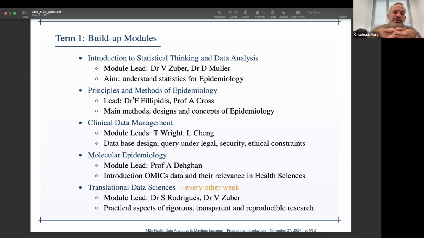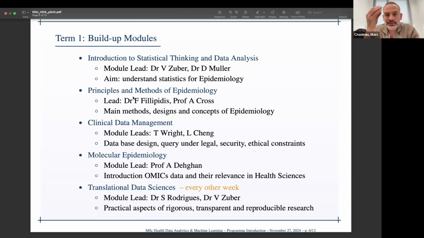Then we have a second module on principles and methods for epidemiology. That's led by Philippos Philippidis and Amanda Cross. So again, here is an introduction to the main methods, designs and concepts that we play around with in epidemiology. So it kind of is a bit of the counterpart of the stats module, may appear for more applied students as a refresher, and maybe a bit more new to more theoretical students. But again, it's another way of looking at it and viewing it.